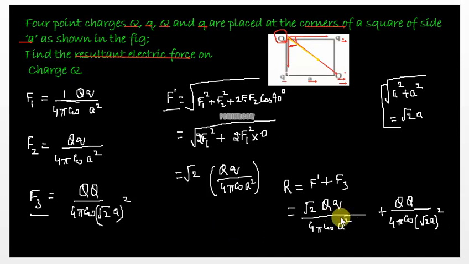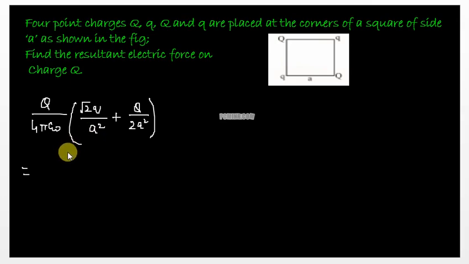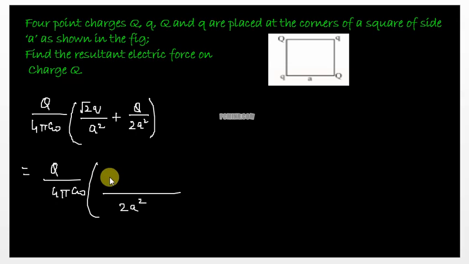So we would now just take out this Q upon 4 pi epsilon naught common, and so we get this expression, and on further just taking the LCM inside the bracket, we reach a final expression Q upon 4 pi epsilon naught a square 2a square. So this gives 2 root 2 q plus Q upon 2a square. So that's the resultant force acting on the charge plus Q due to all the three other charges.